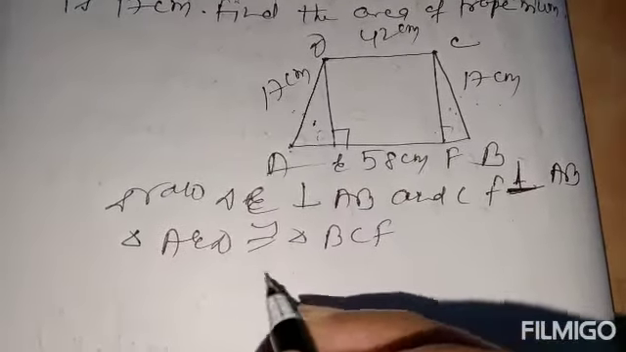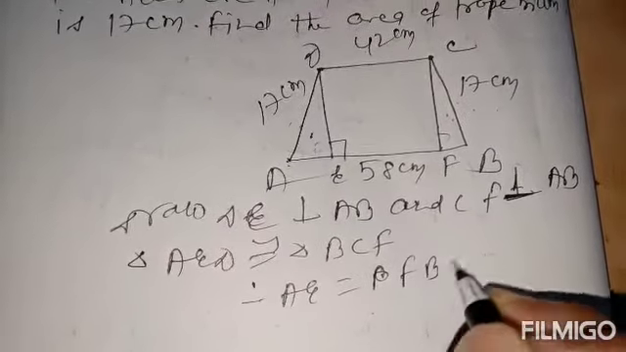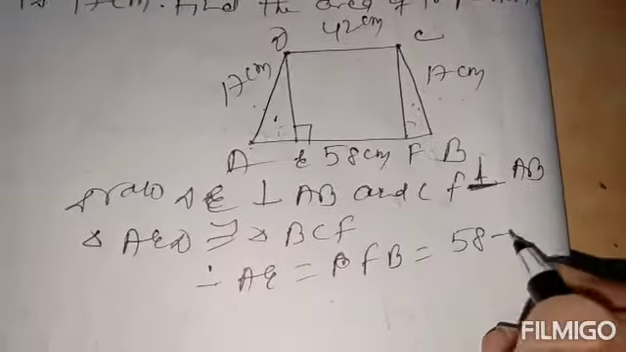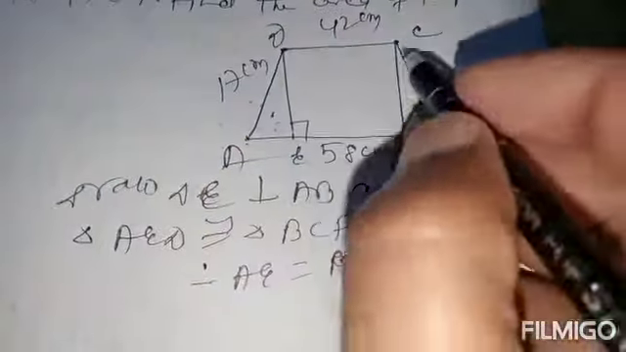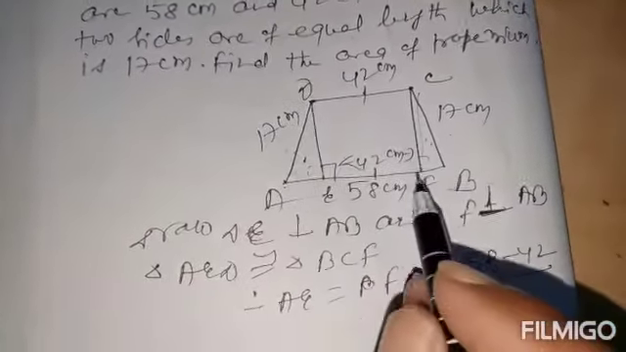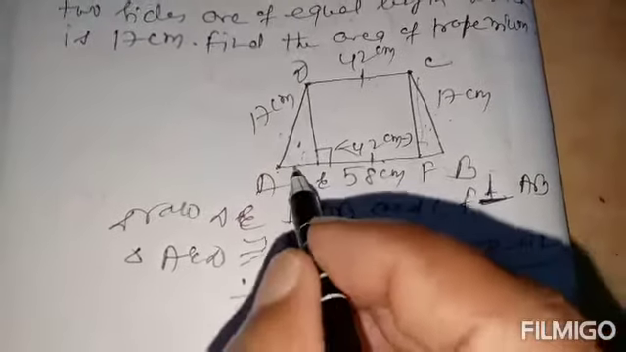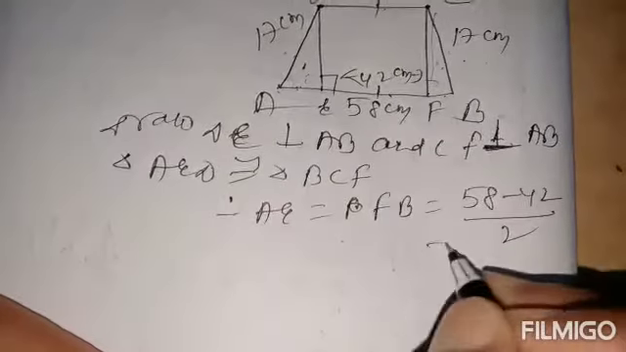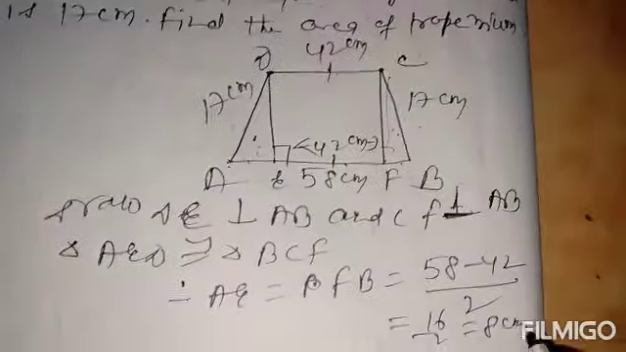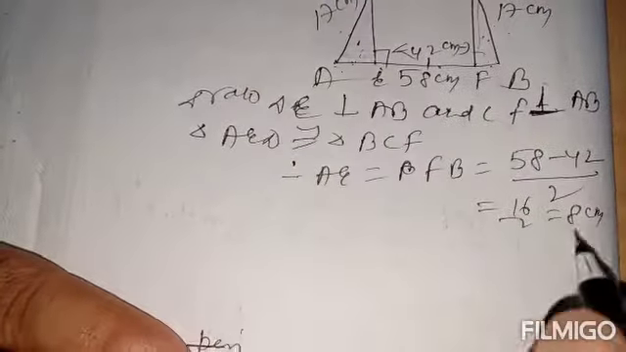So therefore AE is equal to FB, and together they are 58 minus 42, because when we draw a perpendicular, the opposite sides are equal, as it becomes a parallelogram. So these two sides are equal, and their sum is 58 minus 42, which is 16, divided by 2, means 8 centimeter each. Means AE is 8 centimeter and BF is also 8 centimeter.